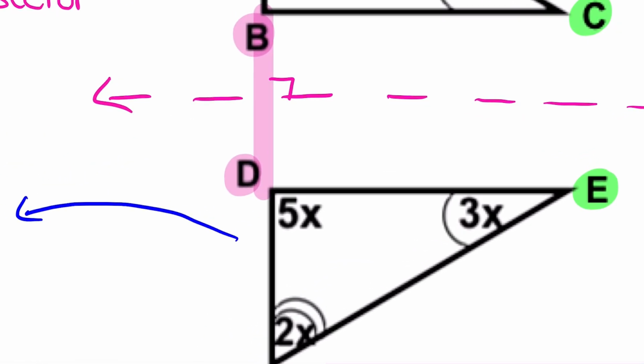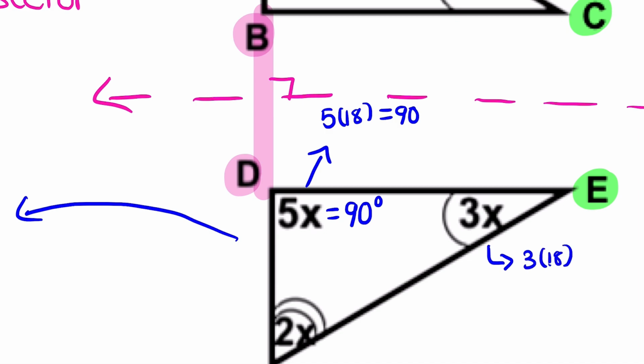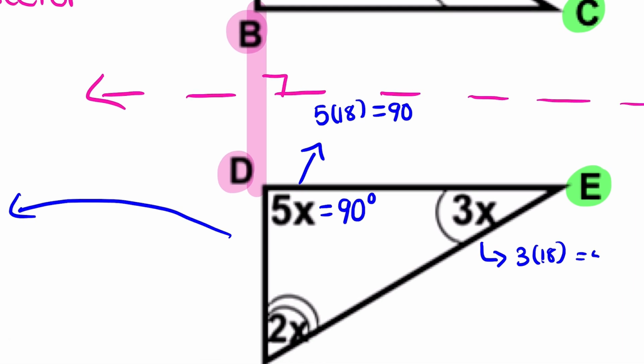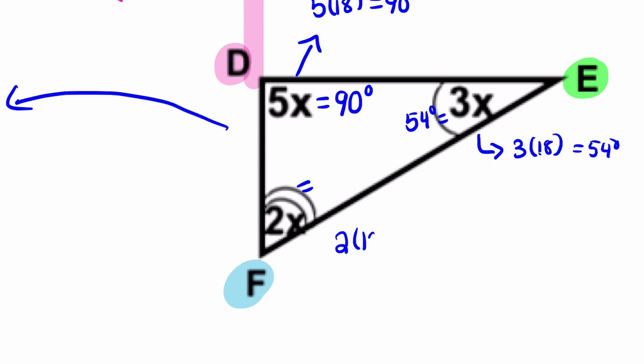So if x equals 18, what is this guy? Well, this guy would be 5 times 18. So 5 times 18 is 90, which means that this angle is 90 degrees. Okay, over here, we have 3 times 18. So since 3 times 18 is 54, I know that this degree measure is 54 degrees. And over here, we're going to have 2 times 18, and I know 2 times 18 is 36. So this is going to be 36 degrees. And if I really wanted to, I can add all those together real quick just to make sure they add to 180, which they will.